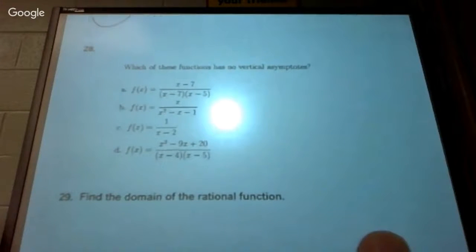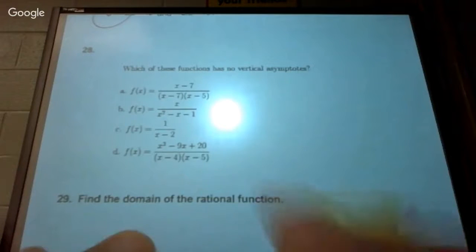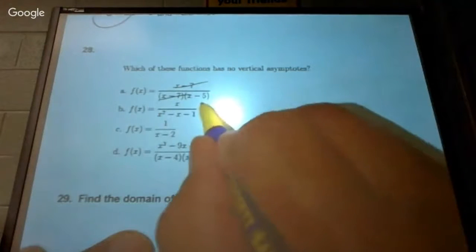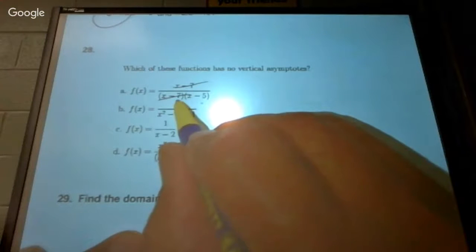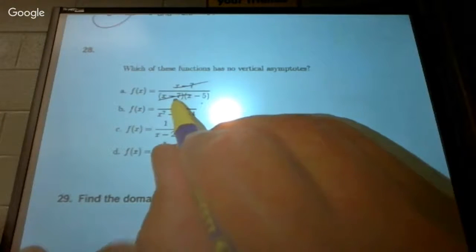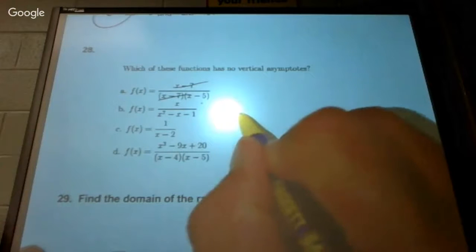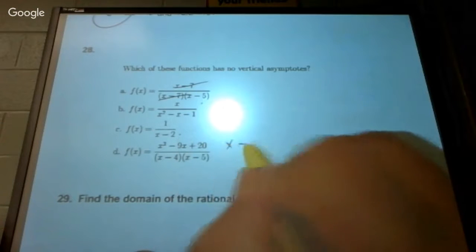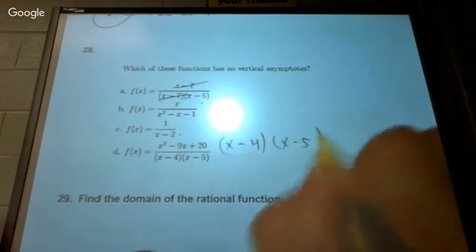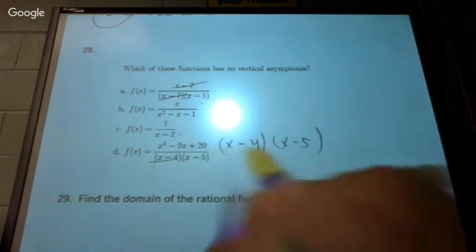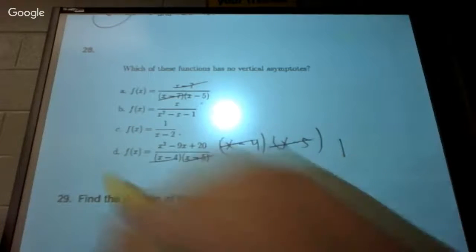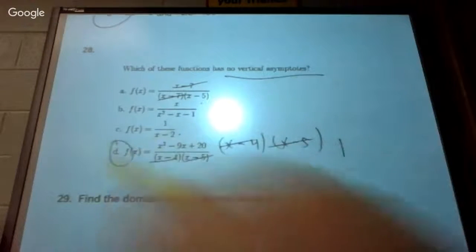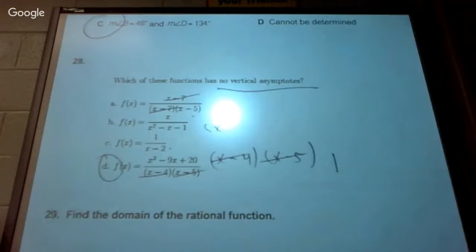28. Which of these functions has no vertical asymptotes? Well, that means you don't have any zeros on the bottom. These x minus 7s cancel, so 5 is an asymptote. 7 is a hole. This one is x. This one has an asymptote of whatever this factors out. This has an asymptote of 2. If we factor this, that's what that is factored. And guess what? Everything cancels out to 1. So D has no vertical asymptote because everything canceled out, even though you have zeros on the bottom.